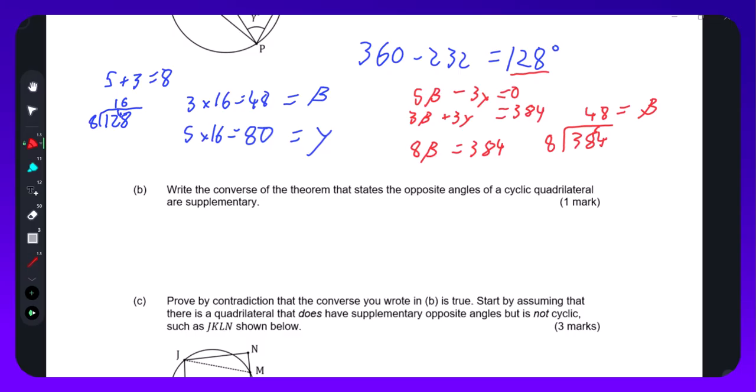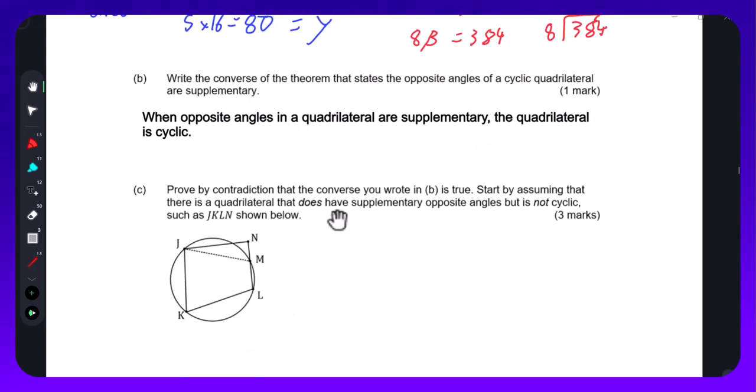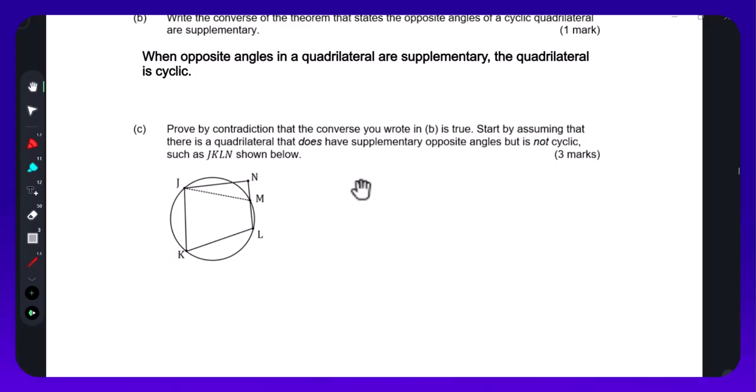The converse of the theorem will be when opposite angles in a quadrilateral are supplementary, the quadrilateral is cyclic. Now for the question down here, prove by contradiction that the converse we just wrote is true.